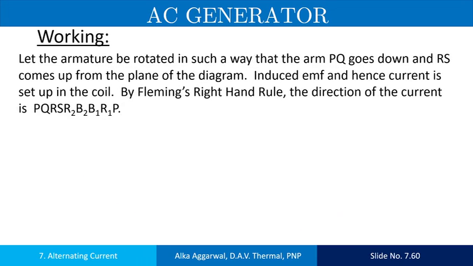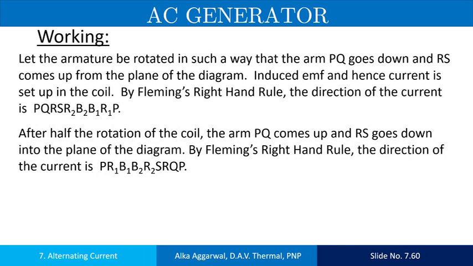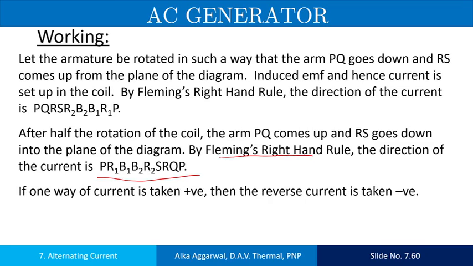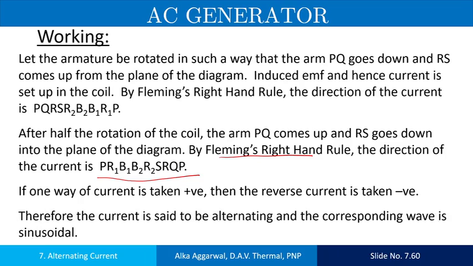Now, whatever I told you is written in this slide: the armature is rotated in such a way that the arm PQ goes down and the arm RS comes up from the plane of the diagram. Induced EMF and current are set up in the coil. By Fleming's right hand rule, the direction of the current is determined. After half rotation, the arm PQ comes up, RS goes down into the plane of the diagram, and by Fleming's right hand rule, the direction of the current is reversed. If one way the current is taken positive, then the other way current is taken negative. It means the current wave is a sinusoidal wave.